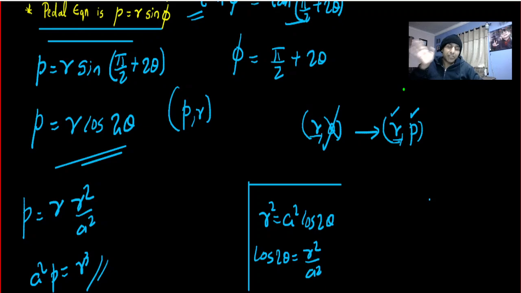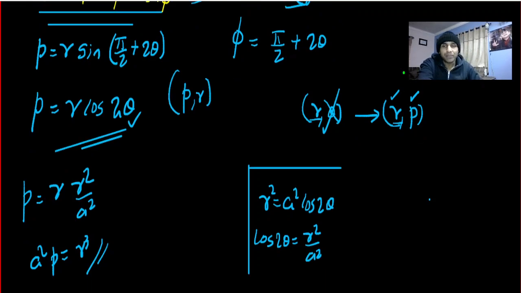So don't forget this step. You have to do the job of a bouncer as a mathematician. So you delete theta, you introduce p. Okay, now let's go for the next question.